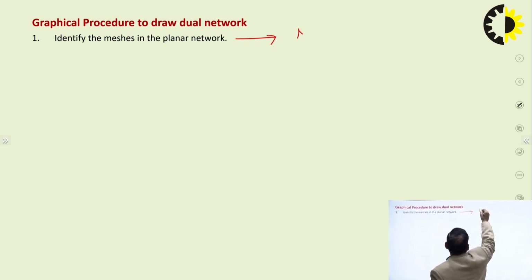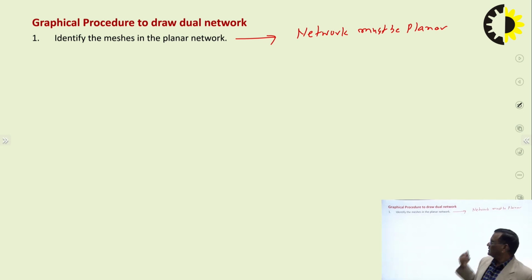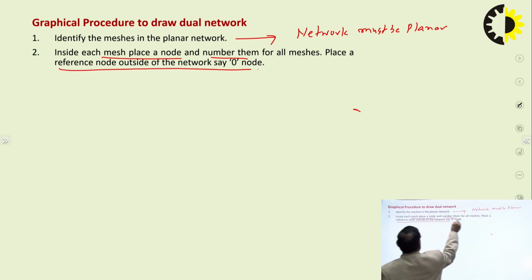So, the network must be planar. If the network is planar, then we identify the number of meshes in the given network. That is the first and foremost job. Second is, inside each mesh place a node and number them. Suppose there are 3 meshes in a given network, so we number them 1, 2, 3 and place a reference node outside the network.